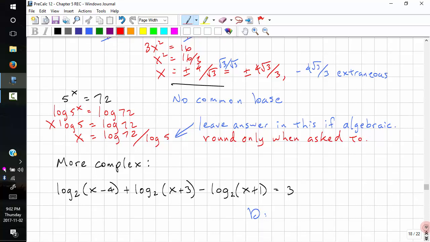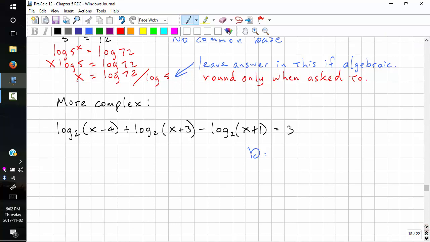Okay, we have some more complicated problems. Log base 2 of (x minus 4) plus log base 2 of (x plus 3) minus log base 2 of (x plus 1) equals 3. And we take the most restrictive domain. X is greater than 4, x is greater than negative 3, x is greater than negative 1. So x is greater than 4. This is the most restrictive. And the way we do this is to check the overlap.